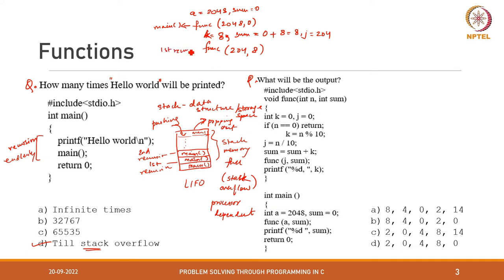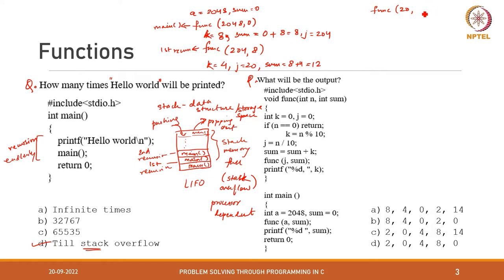Once we call this, this is the first recursion that we call. So here what you will get, the value of k: the input n is 204, as you can see here. So k will be 4 and j will be 20. Sum is 8 plus 4, right, which will be 12. Now I'm continuing here. So now we have again called func, which is func 20 comma 12.